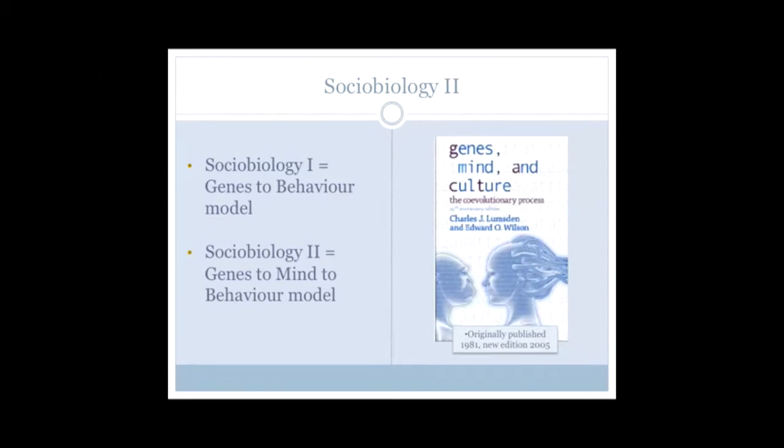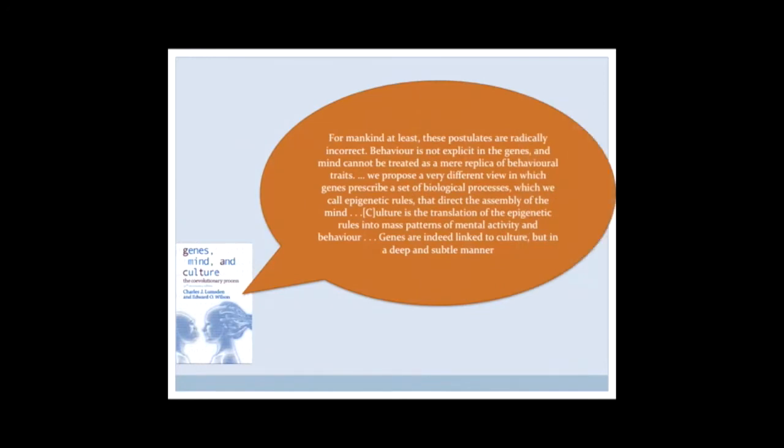And we can see this in the quote that I've got up here. "For mankind at least, these postulates of radically incorrect behaviour is not explicit in the genes, and mind cannot be treated as a mere replica of behavioural traits. We propose a very different view in which genes prescribe a set of biological processes which we call epigenetic rules that direct the assembly of the mind. Culture is the translation of the epigenetic rules into mass patterns of mental activity and behaviour. Genes are indeed linked to culture, but in a deep and subtle manner."